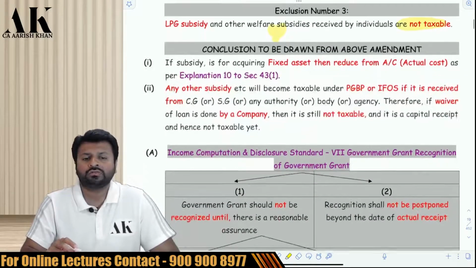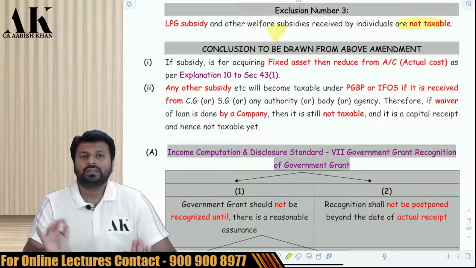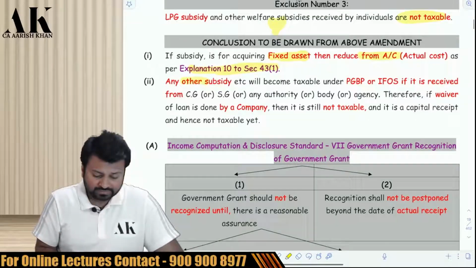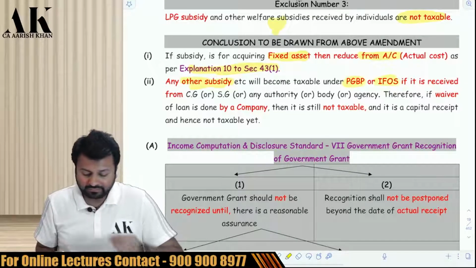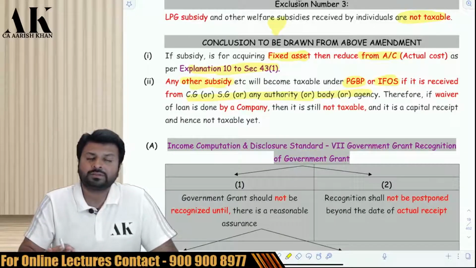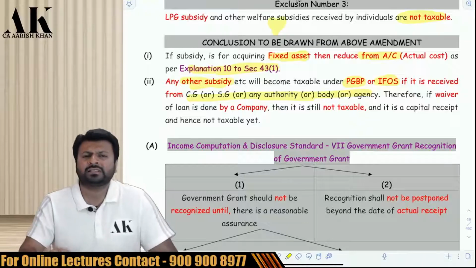Okay. So what conclusion can we draw out of it? A very simple conclusion: if the subsidy is for acquiring a fixed asset, then reduce it from the actual cost. But if the subsidy is any other, then it will be chargeable under PGBP or IFOS if it is received from whom? These people. If it is received from some other people, then it is not chargeable. Okay. A capital receipt is not chargeable, revenue receipts are always chargeable.